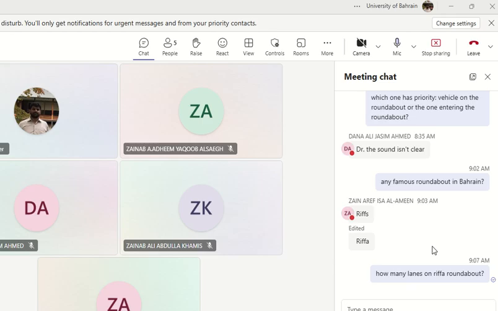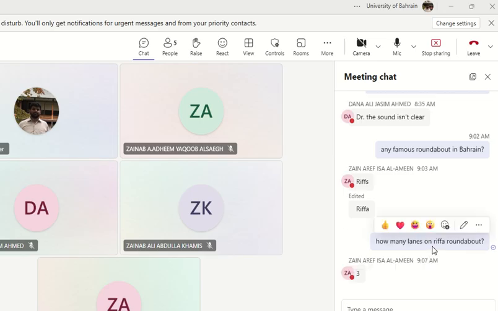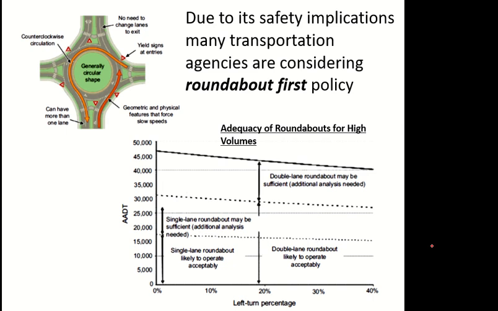Yes, how many lanes do we have on this Rifa clock tower roundabout? So it's not single lane or double lane. But if you can go into the design standards, you will not find a 3-lane roundabout there. Okay, these slides are from a different book.